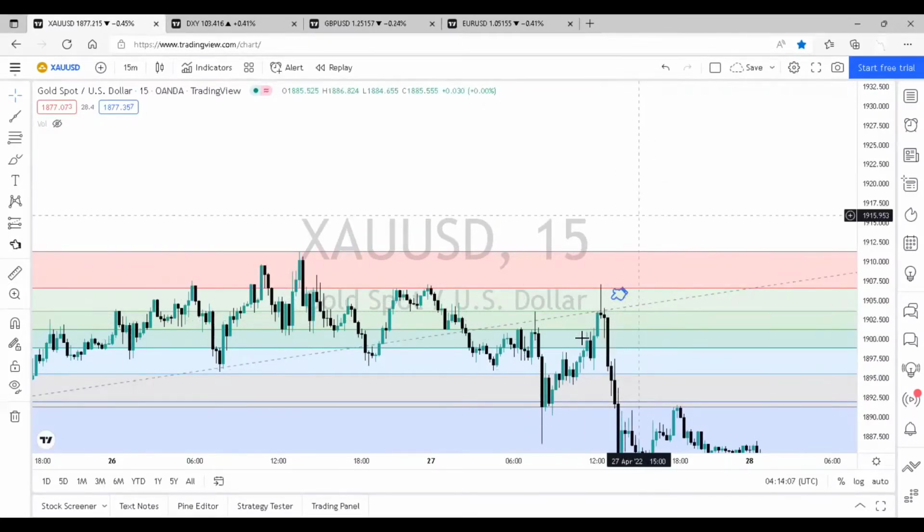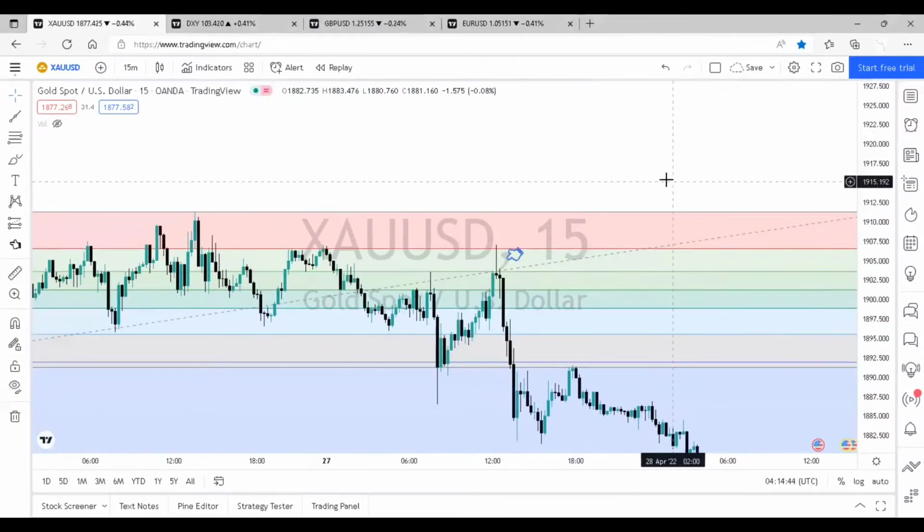So when was that? It says 12:15. So this is midnight, and that also coexists with the London Open. So it's London Open, the 27th of April. Yep, so that was your trade idea. It was London Open. That's when your trade idea would happen.